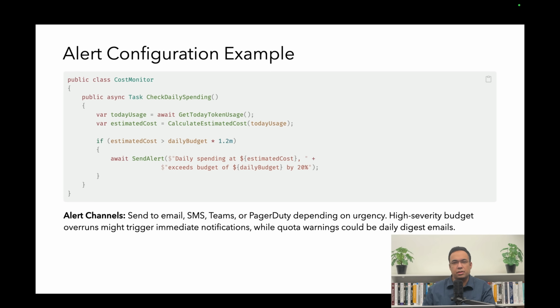You should configure different alert channels based on the urgency. High severity budget overruns might trigger immediate PagerDuty notifications to on-call engineers. Quota warnings might go to email as a daily digest report. Authentication failures might trigger Teams messages to the security team. The key is to have automated monitoring that proactively identifies issues before they become major problems. If you're only looking at cost manually once a month, you might discover problems weeks after they have started, by which time you have already incurred a significantly huge amount of bills.